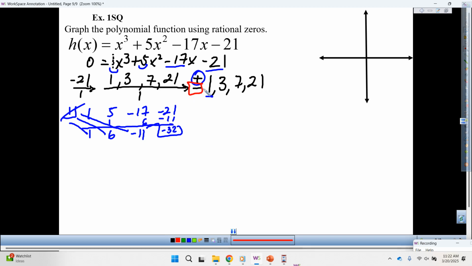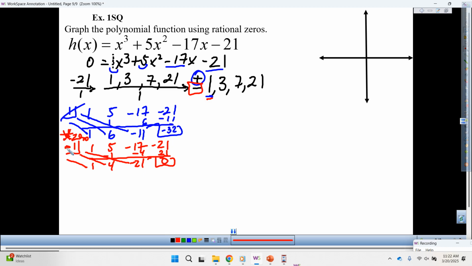What do we try next? Negative 1. Negative 1 times 1 is negative 1. Combine, that's 4. Negative 1 times 4 is negative 4. Combine, that's negative 17... negative 21. Negative 1 times negative 21 is positive 21. And that is our what? Our 0.